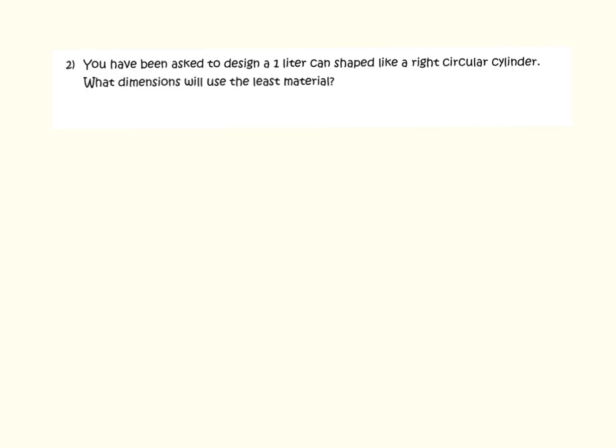The objective of this video is to explain exercise number 2 on your notes, which is an exercise in which you have to design a can shaped like a right circular cylinder and that contains 1 liter of any material. So the problem is asking you what are the dimensions that will use the least quantity of material.